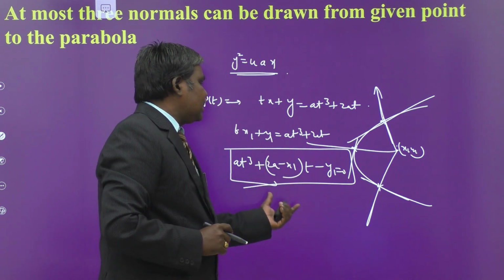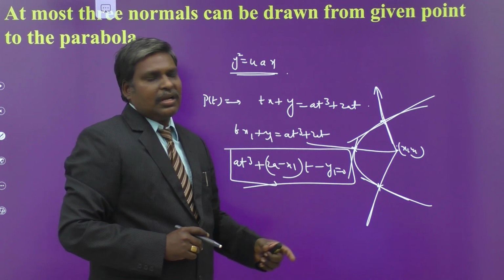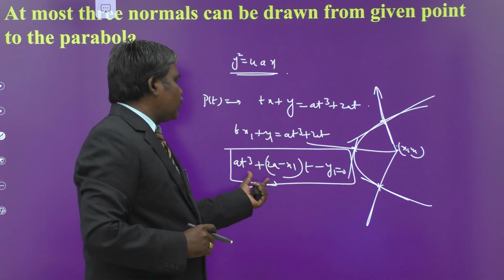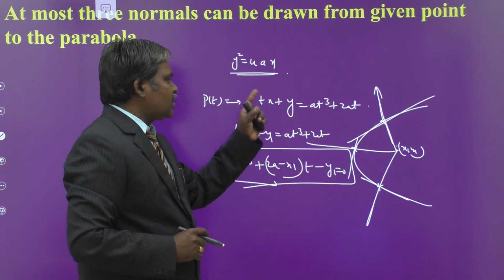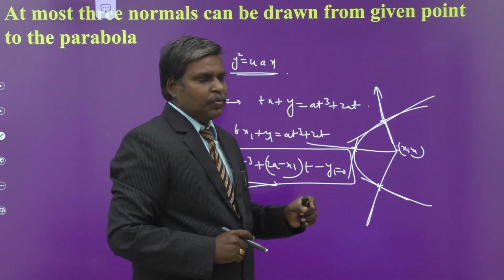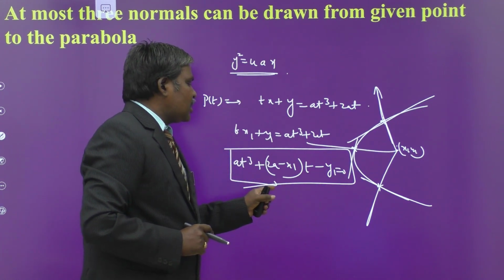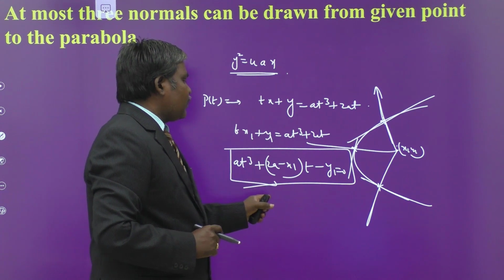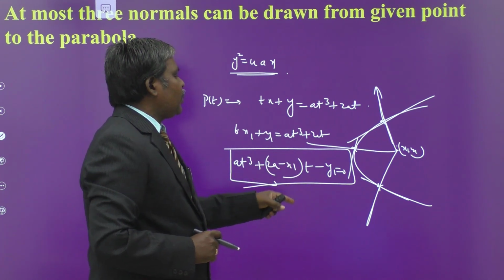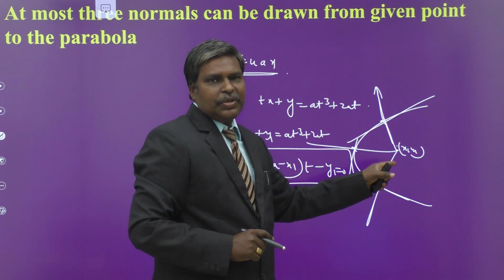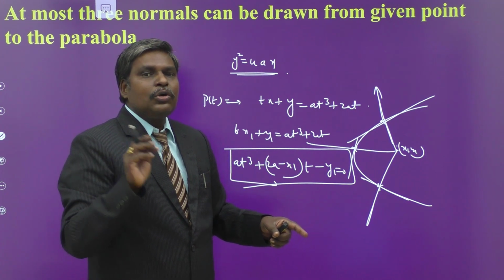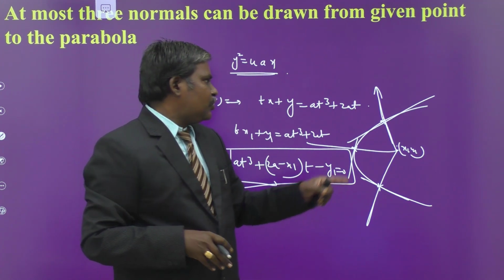Suppose it has 3 real and distinct roots, then 3 normals can be drawn. Suppose it has only one real root and 2 are imaginary. That means there exists only one normal to the parabola drawn through that point. Suppose 2 of the roots are coincident, and one root is different from that root. That means out of 3, 2 of them are coincident and 1 is different. At that time, 2 normals are drawn through that point to the parabola.